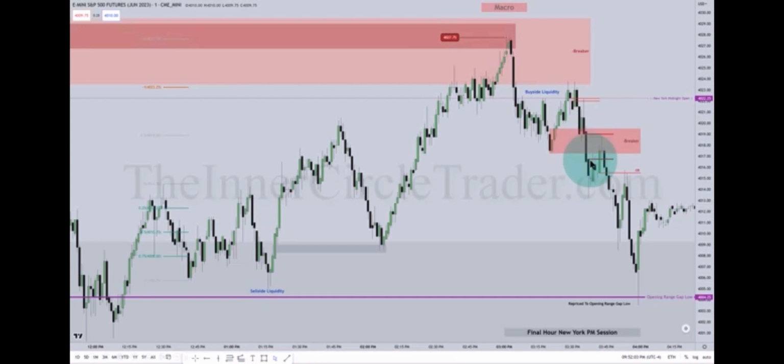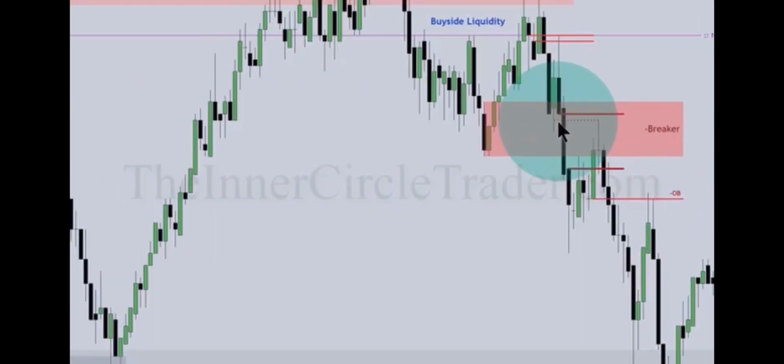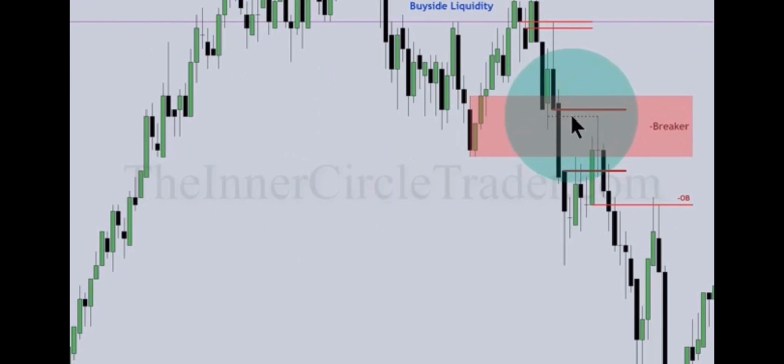Then we have SIBI here, sell side imbalance, buy side inefficiency, which is a fair value gap, and I'm classifying it as what it is, a SIBI, S-I-B-I, sell side delivery. What's it inefficient on? Buy side. So we would expect price to deliver up to it. And look at that. Wouldn't you know it? It goes right to the tick price.